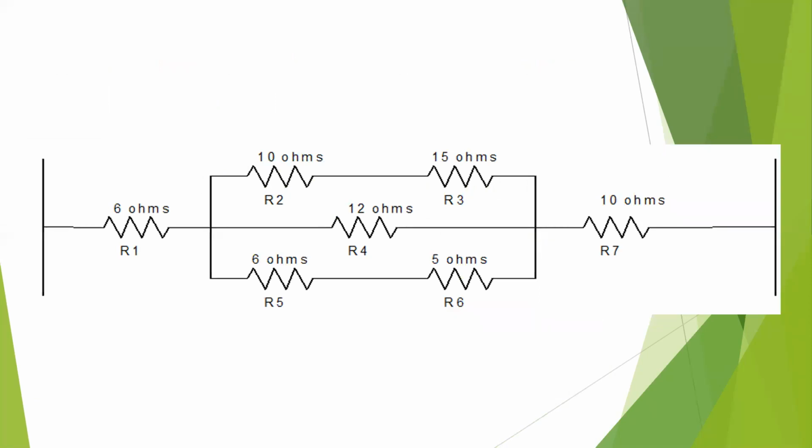So we've got 6 ohms on R1, 10 ohms on R2, 15 ohms on R3, 12 ohms R4, 6 ohms R5, 5 ohms R6, and 10 ohms R7. What I want you to do is take the next 2 minutes and break this circuit down and build it back up to solve for total resistance and then the current values. The voltage that we will use here is 120 volts applied.